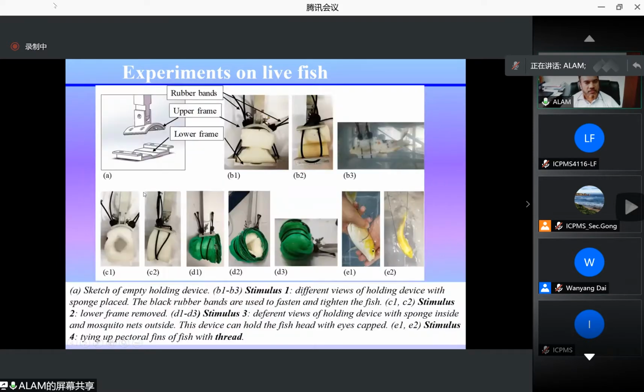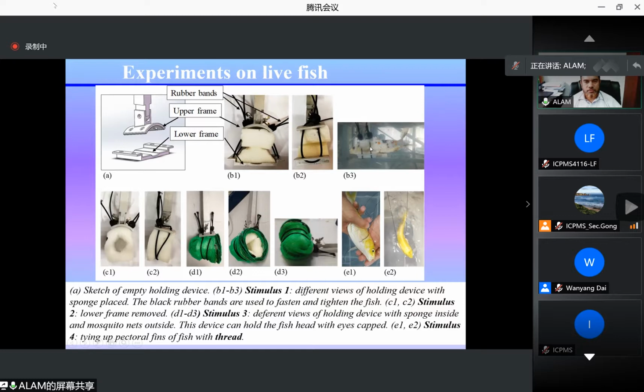Let's see the different techniques for holding the fish. This is the bottom part of the holding device, like this one. Here we have the upper part and the lower part. If we put the fish between this hard frame, which is made of steel, the fish may get hurt. So we put a sponge between the two frames, like this. Here you see there are two frames and the fish between them.